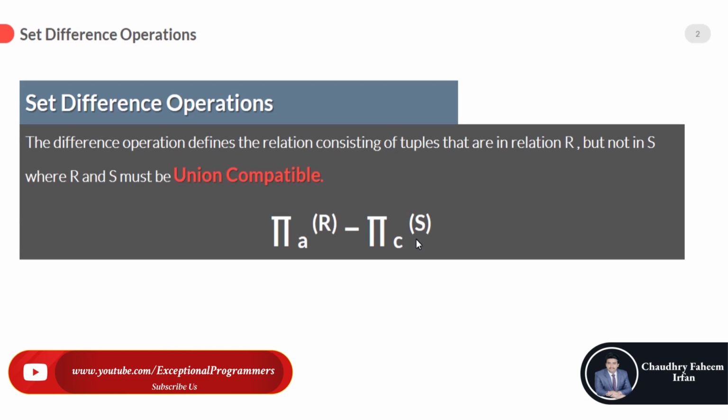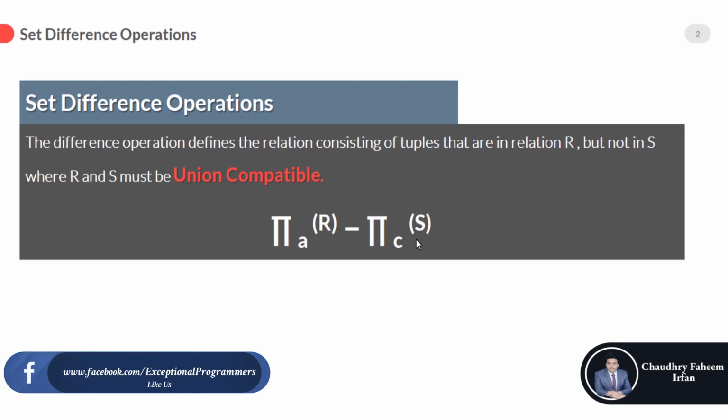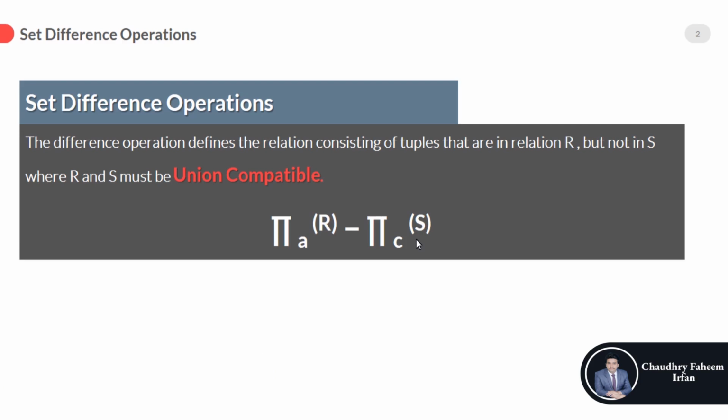So where do we use the set difference operation? If we have a problem such as finding all the tuples that are in R but not in S. The set difference operator is denoted by the minus operator. You know the union compatible condition: the schemas of the two tables should be the same.